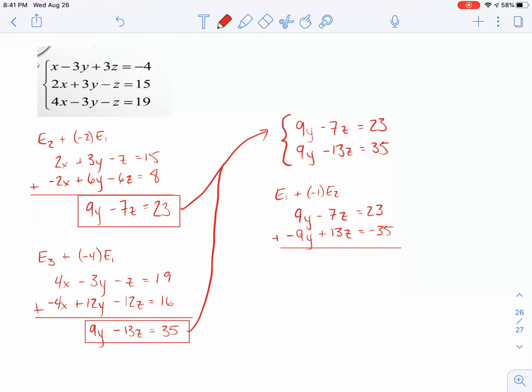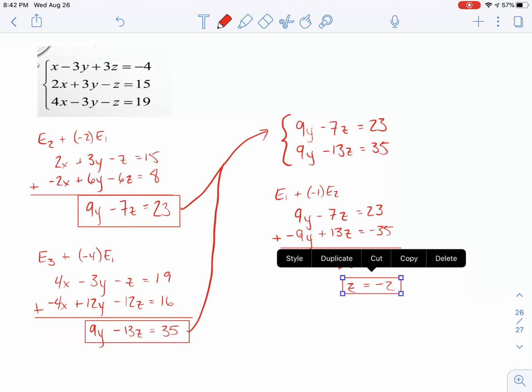So now I want to add these two equations together. 9y minus 9y is going to give me 0. Negative 7z plus 13z is going to give me 6z. And 23 minus 35 is going to give me negative 12. So I have 6z equals negative 12. I divide both sides by 6 and get z equals negative 2. I'm going to throw a box around it. I have my first answer, or first part of the solution here.